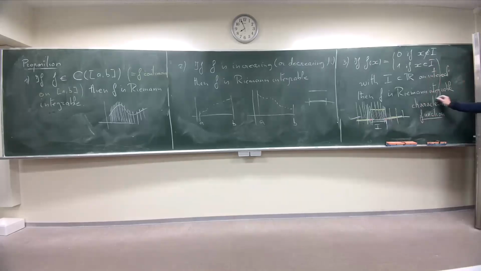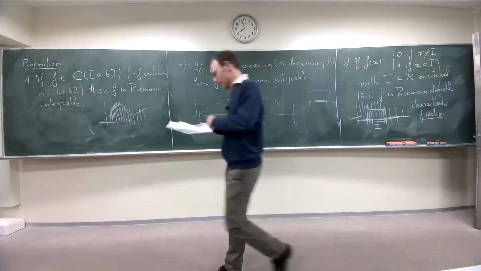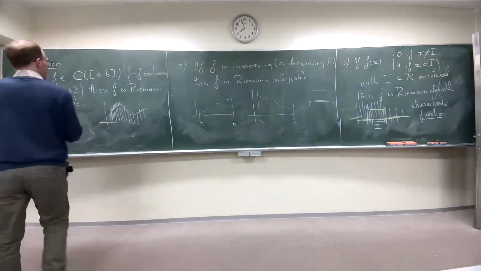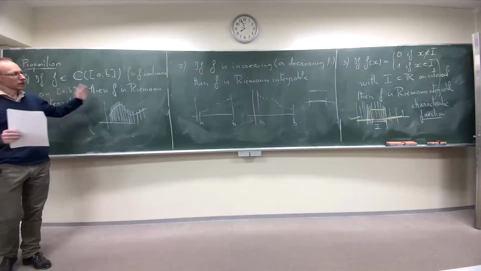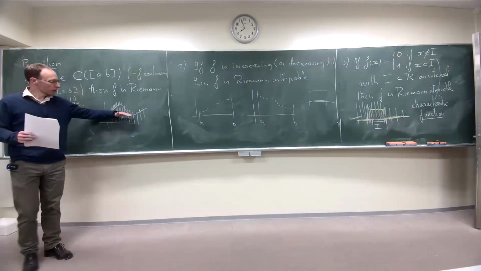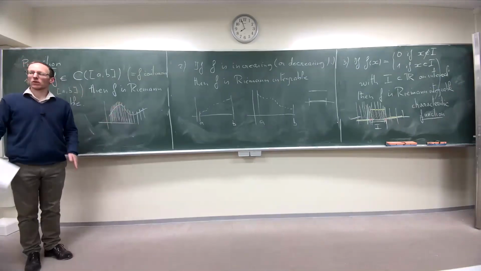Characteristic function means precisely a function taking 0 except on an interval where it takes a value 1. All right. So this is essentially all you need to remember about Riemann integral: partition, upper Riemann sum, lower Riemann sum, and whether these two notions coincide.